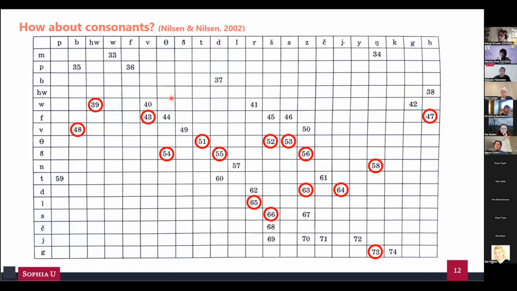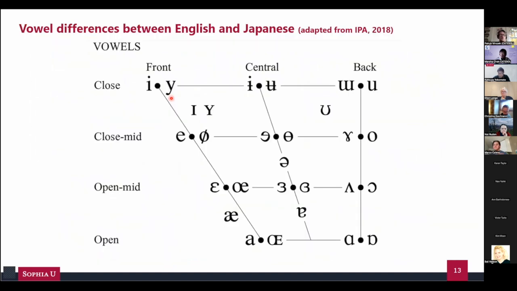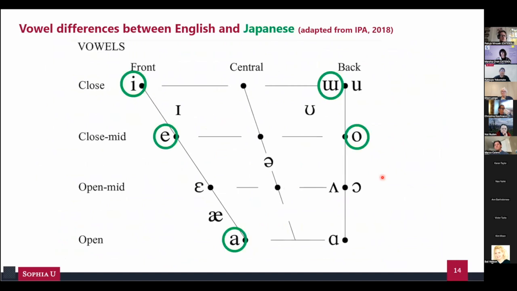And let's look at vowels more closely. So this is a complete list of vowels based on the IPA site. So this list includes more vowels than English and Japanese vowels. So let's eliminate those and focus on the Japanese vowels.